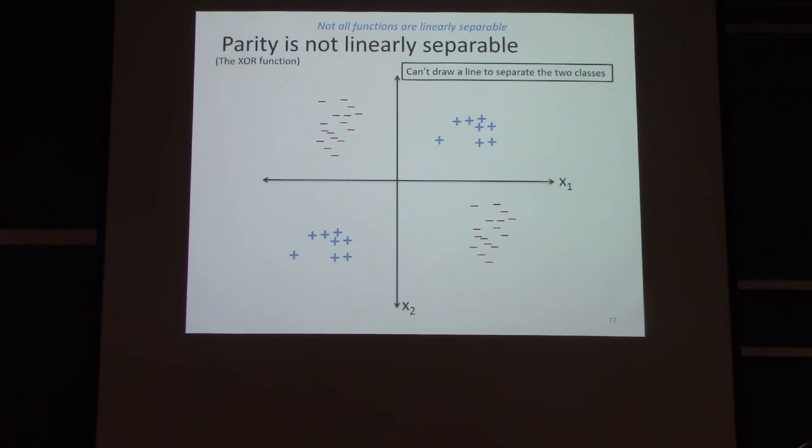It turns out not all Boolean functions are linearly separable. And this is something that you should know and internalize. The classic example of this is the parity function, or the XOR function, or a picture that looks like this. You can't draw a line that separates out the pluses and the minuses, right?